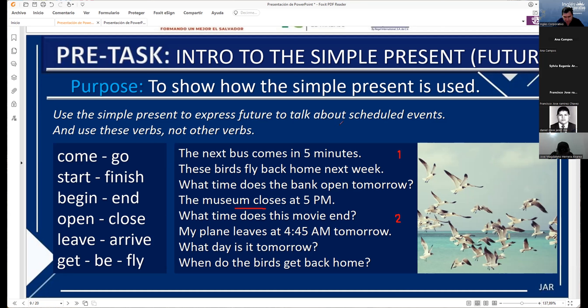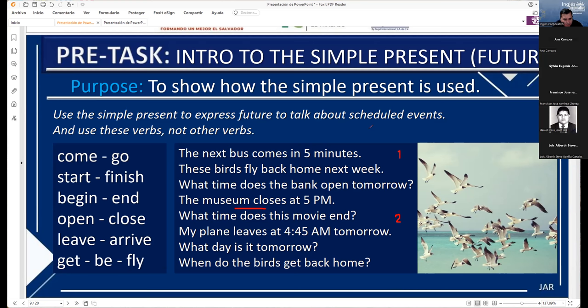Excellent. Very good. Thank you. Okay, another volunteer for one and another volunteer for two. Francisco is two. And who is one? Luis is one. Francisco is two and Luis is one.